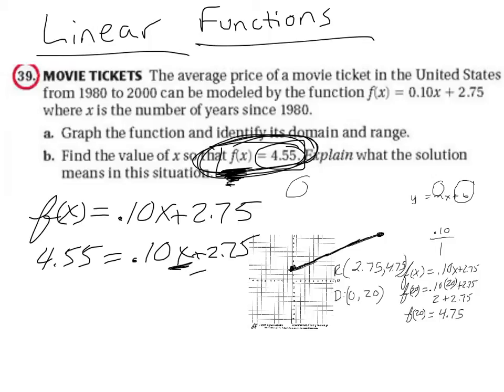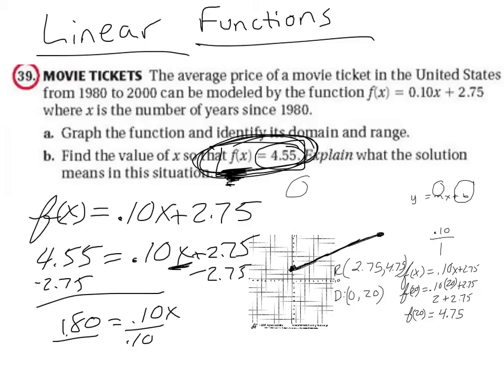If we solve this equation, subtract 2.75 from each side, looks like 1.80 will be left over, equals 10 cents times x. Divide by 10 cents, and looking like a solid 18 years after 1980 is when the movie price will be $4.55. Does that make sense? Yes, Mr. Lemon. Okay, cool.